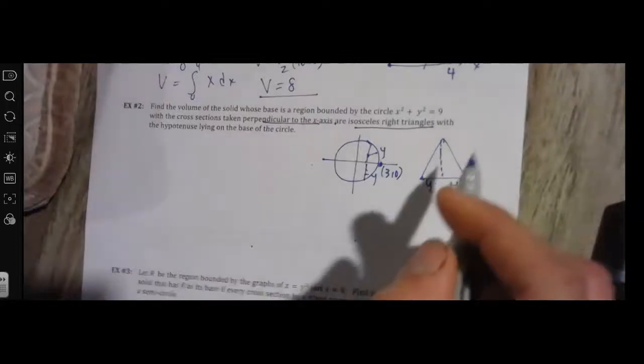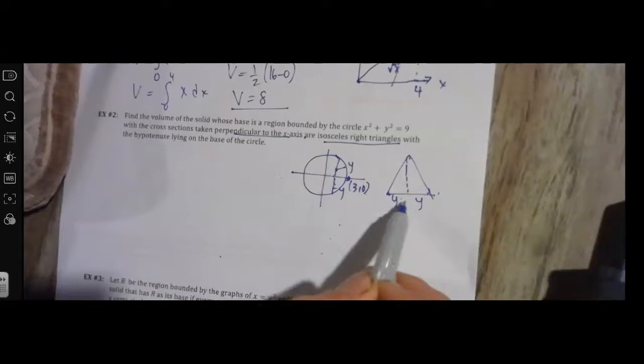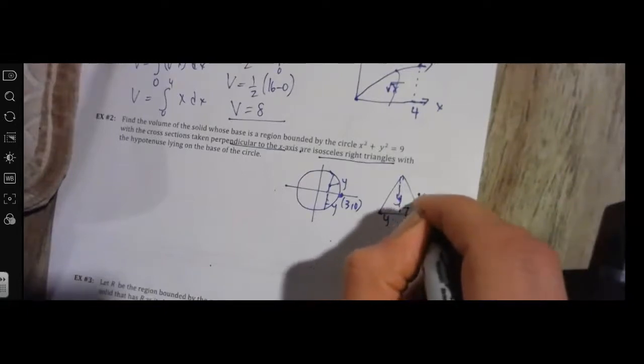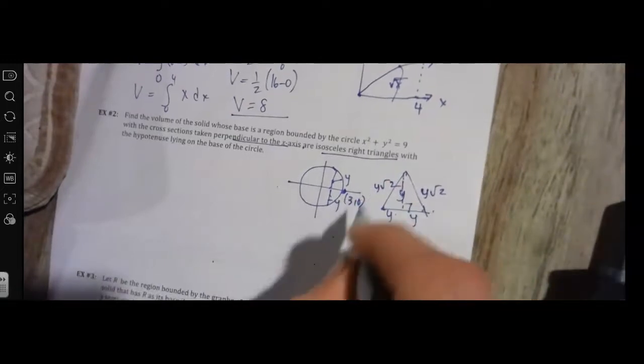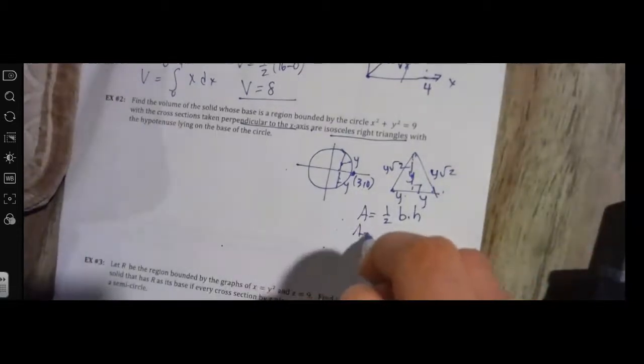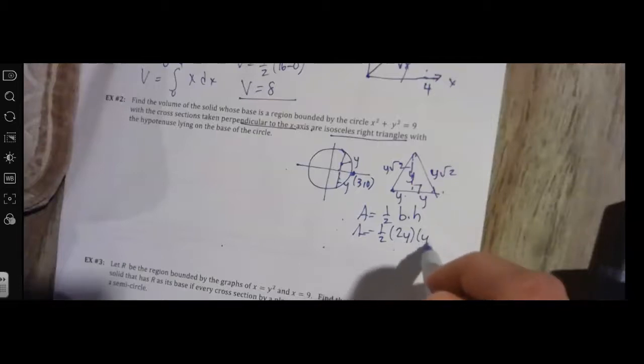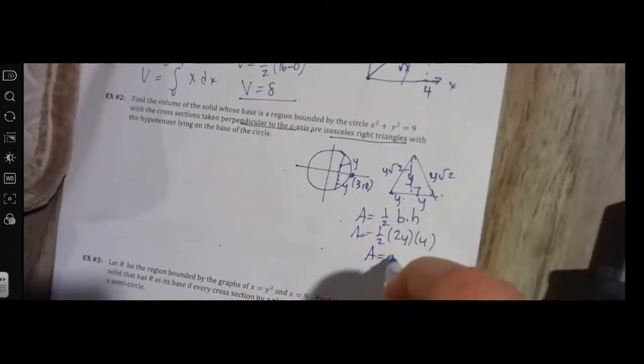So if they're isosceles right triangles, I draw a little picture here of this little wedge. So you have y and y, so this is a right triangle. Draw down the perpendicular, so you have y, y, and then y radical 2. So this one also would be y radical 2. The area of an isosceles right triangle is 1/2 base times height. So area is going to equal 1/2 times 2y times y, so area is going to equal y squared.